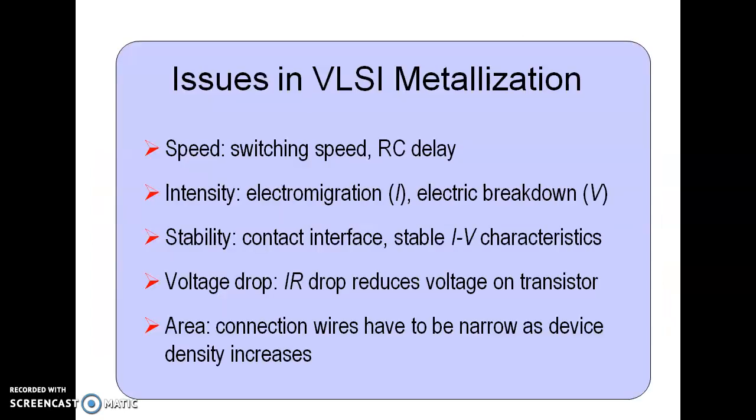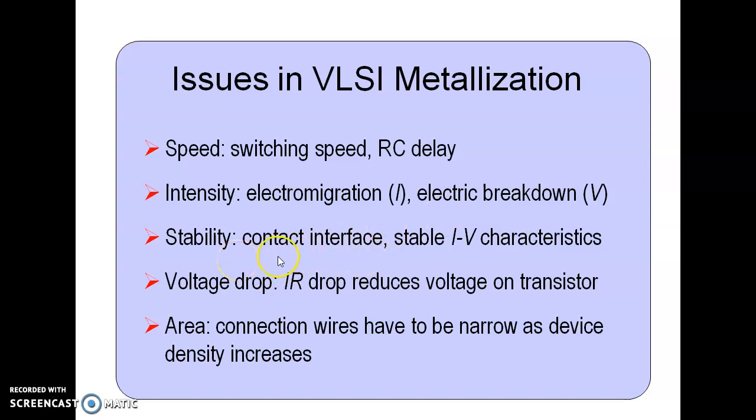Some issues in VLSI metallization are speed, intensity, stability, voltage drop, and area. Regarding speed, metals are nothing but the wires. A wire contains resistance and capacitance, so tau is equal to RC, we know. Resistors and capacitors contribute to the delay. Similarly, intensity is dependent on the electromigration, which in turn depends on the electric breakdown.